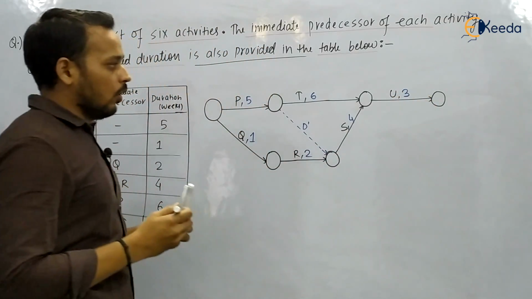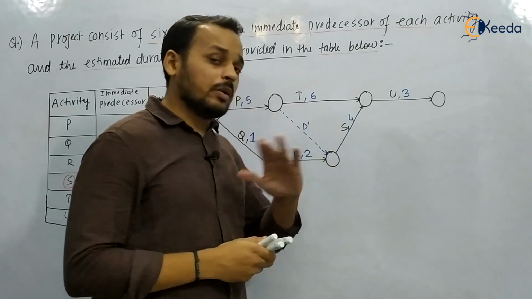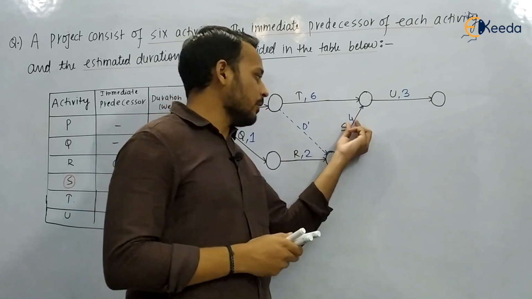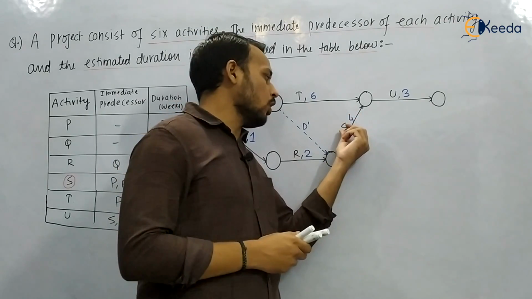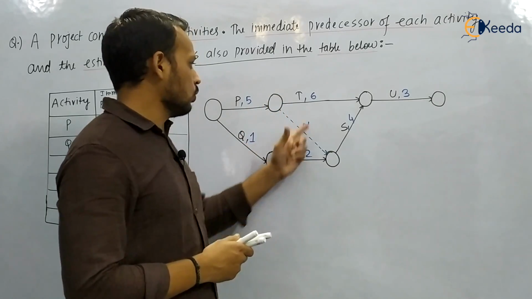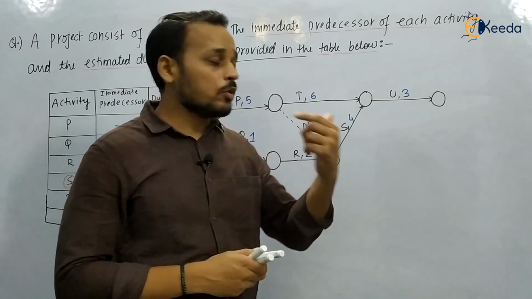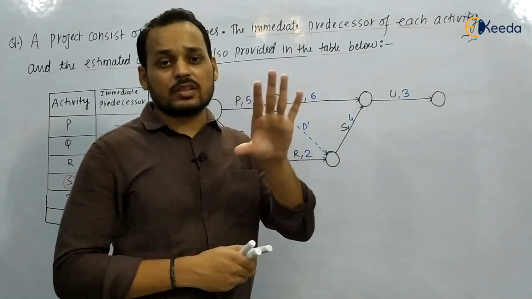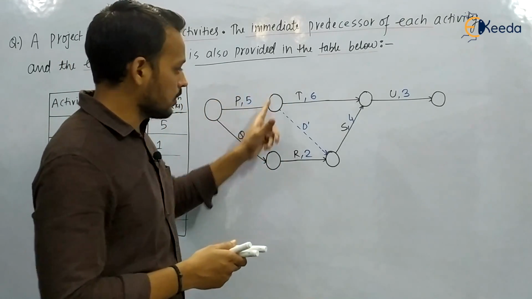Now what will we do? We have to find the estimated duration of activity S, that is how much time it can take, or what is the maximum time it is going to take. All the other activities will take this time only: 5, 1, 2, 6 and 3. But for S it is asking what should be the maximum duration of S so that the project completion time is not affected. Now we will apply Fulkerson's rule to number these nodes.